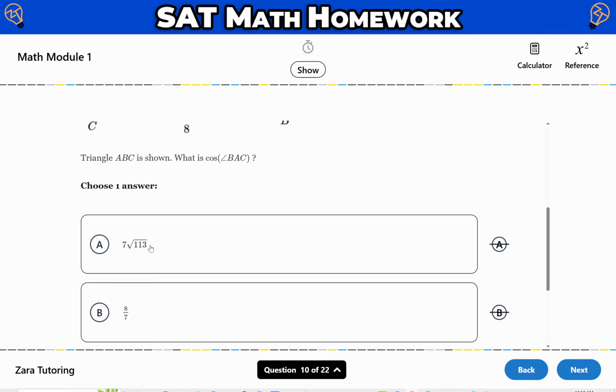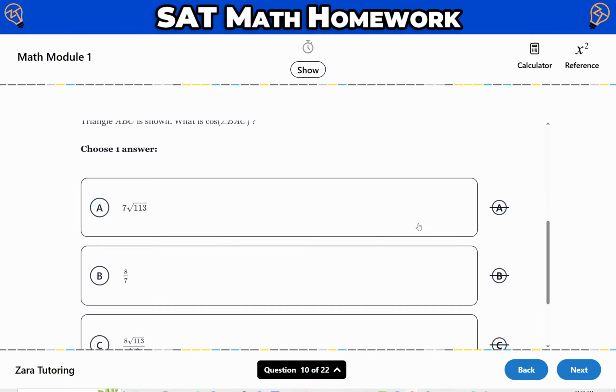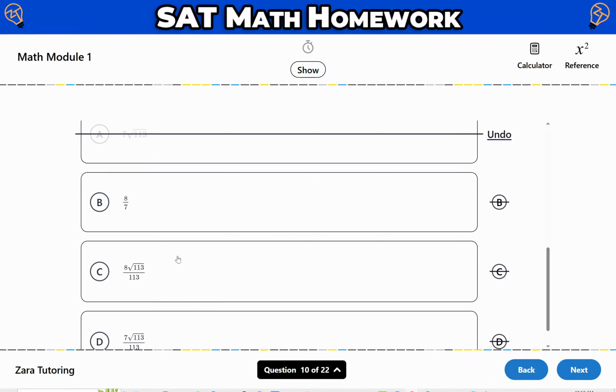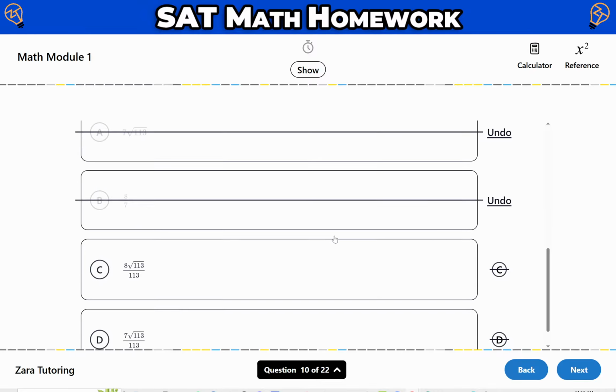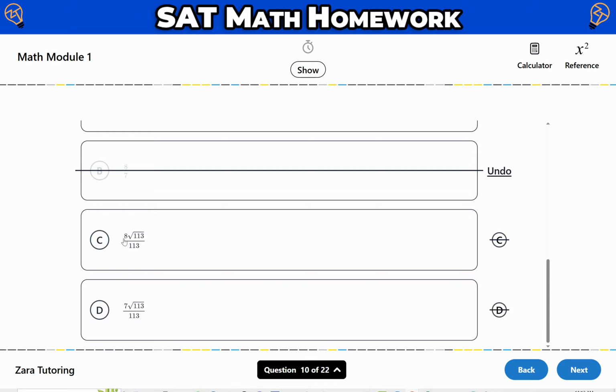We know it's not 7 times root 113. We said 7 over root 113. It's not just this normal fraction here. It really shouldn't have an 8 in it at all. So by process of elimination, we could get the correct answer as D.